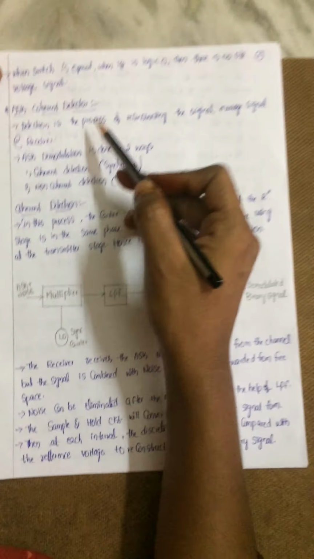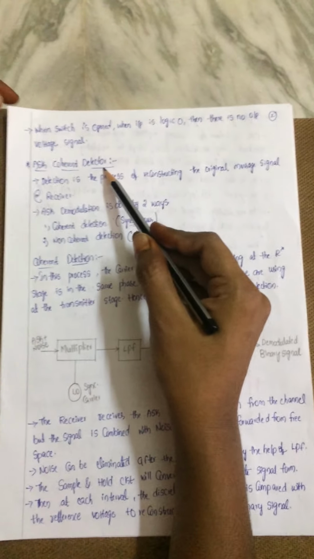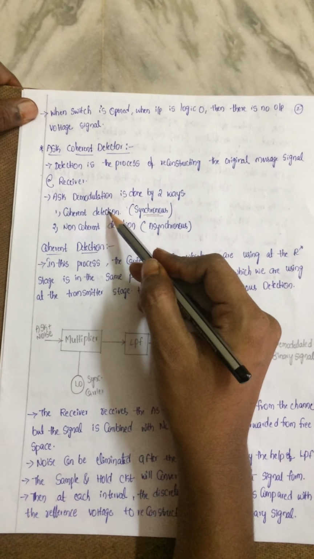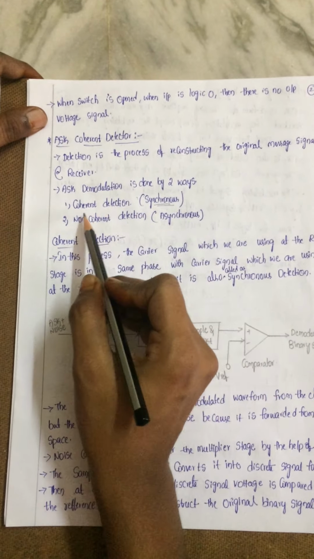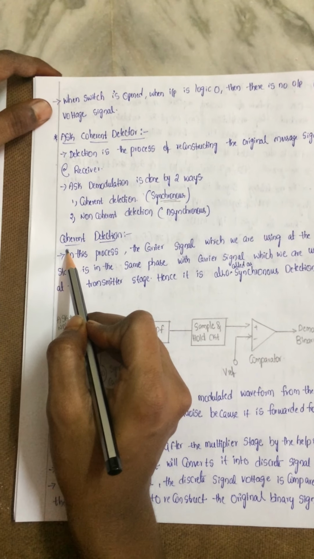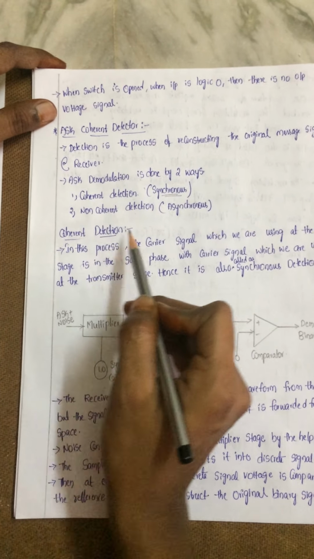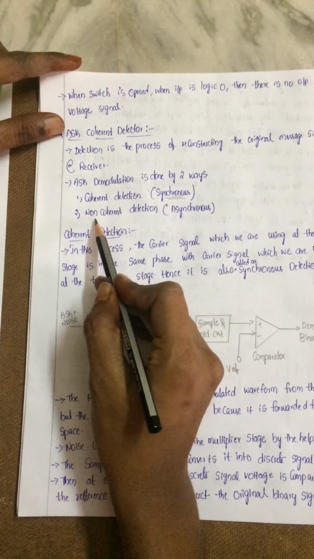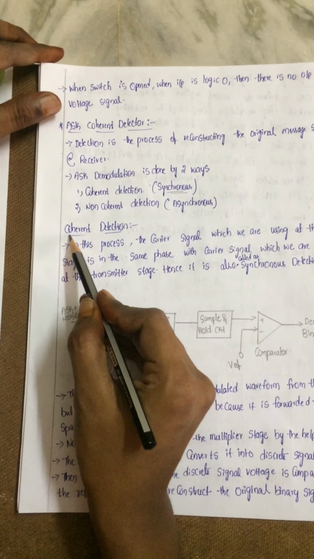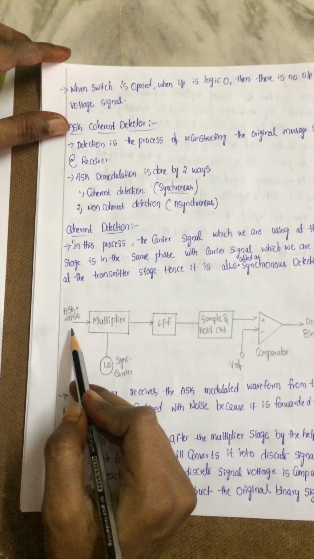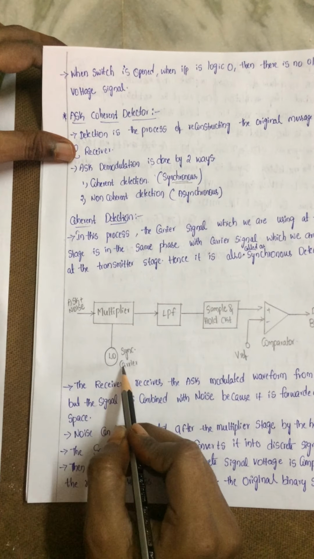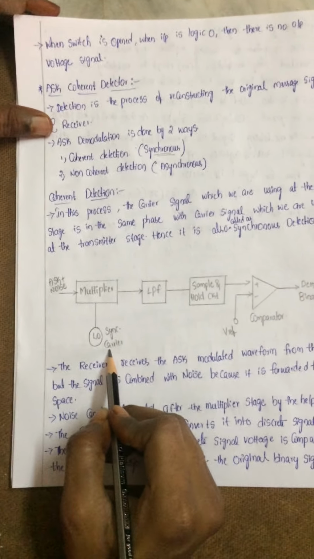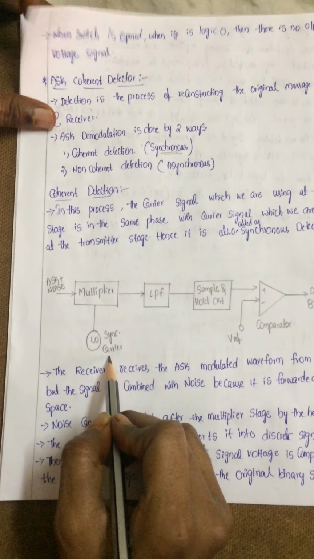Next we'll see the ASK demodulator. The ASK demodulator is also defined of two types. The first one is coherent detection, the second one is non-coherent detection. So first we'll see only coherent detection because we have only one coherent ASK detector in our syllabus. So we don't talk about non-coherent. Coherent means synchronous, which means the signal that is coming should be synchronous with this carrier. So we'll take the carrier like this.